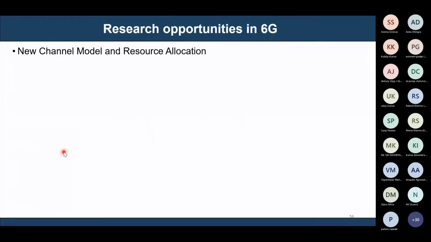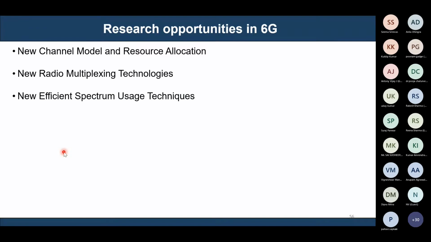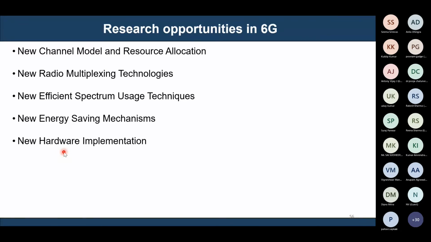So finally, if I conclude, what we need is a new channel model, including all the challenges, and new resource allocation schemes, which people can work on. New access technologies, radio multiplexing technologies, we have to invent. We have to look for energy and spectrum efficiency, correct? Energy and spectrum efficiency. We have to have new hardware for this. So new hardware technologies have to be implemented. AI integration, definitely. Here you can add blockchain also.